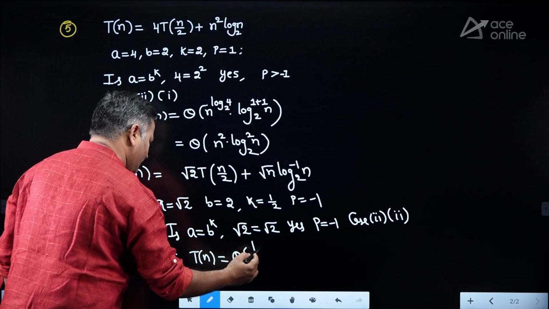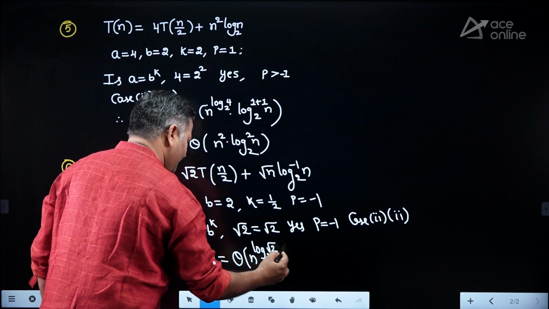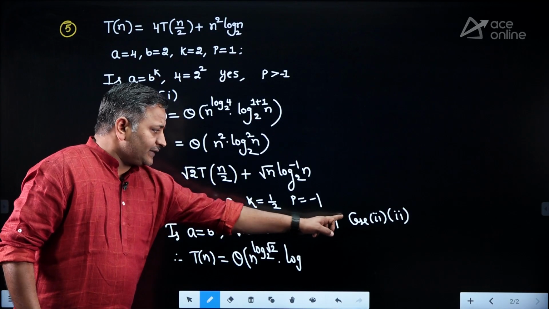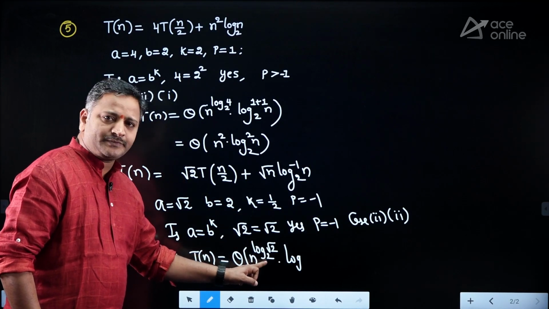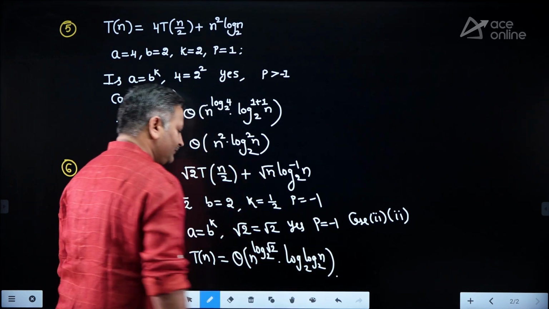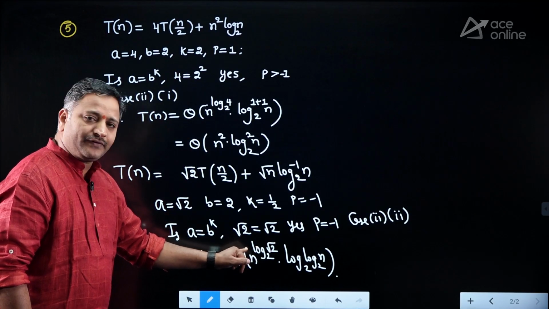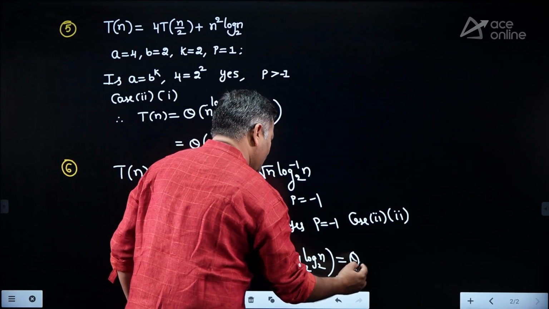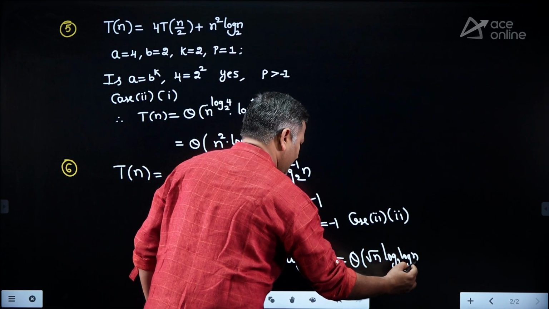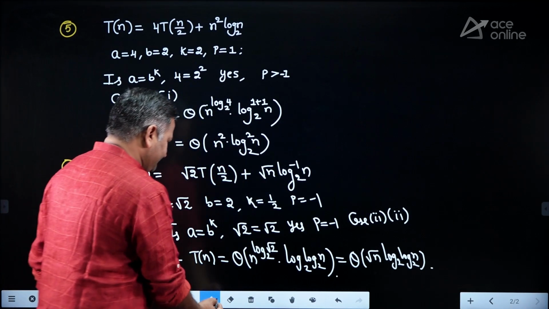theta of n to the power of log a, log square root of 2 base 2, into, it is case 2 second bit, right? So, n to the power of log a to the base b into log base b of log n base b. Right, friends? Okay. I can write 2 to the power of 1 by 2, bring 1 by 2 here. So, n to the power of 1 by 2. Therefore, it will be further reduced to theta of square root of n into log base 2 of log n base 2. Clear, friends? Okay. Next question.